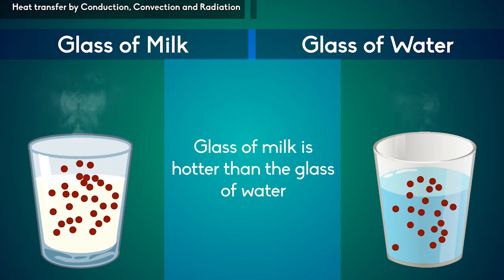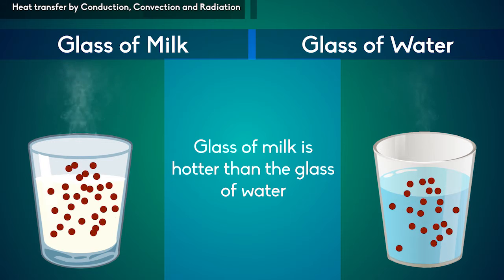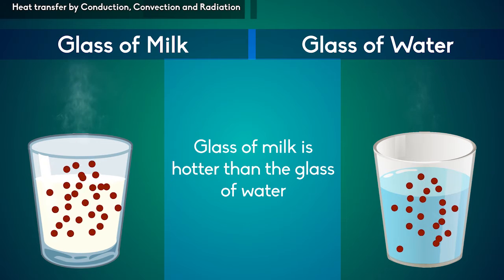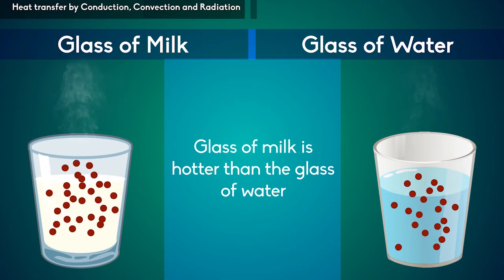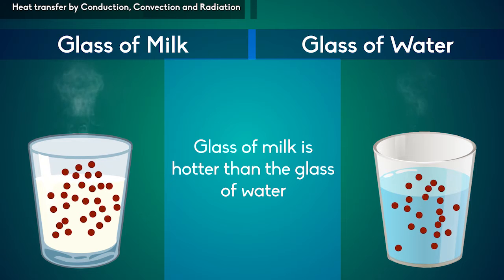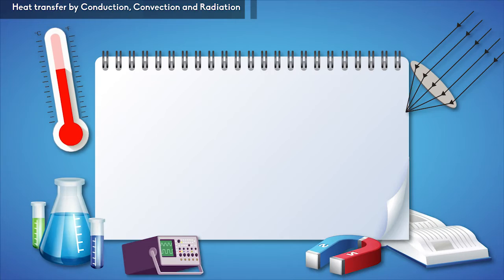This whole phenomenon is known as the specific heat capacity of different substances or the kinetic theory of heat transfer, which we will learn shortly.